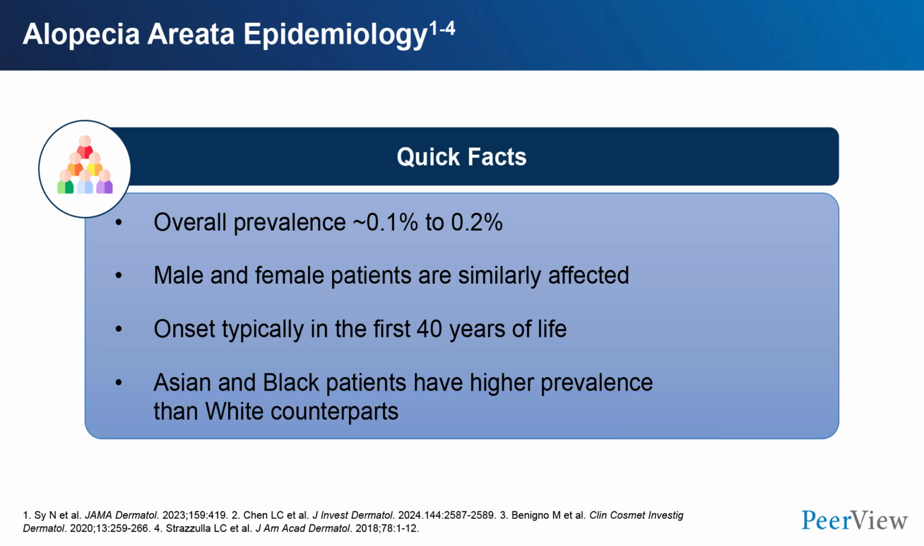So let's talk a little bit about alopecia areata epidemiology. Some quick facts are presented here. As you can see, the overall prevalence of alopecia areata is about 0.1 to 0.2%. It appears that male and female patients are affected similarly, although in past literature, it was stated that females had this disease more frequently. Onset typically in the first 40 years of life is common. And Asian and Black patients have higher prevalence than white counterparts. And this is really new in the epidemiology of the disease.